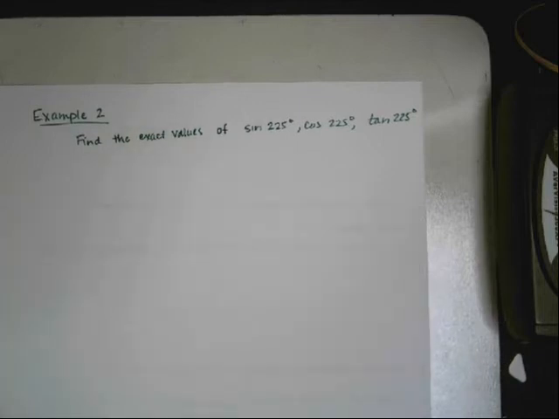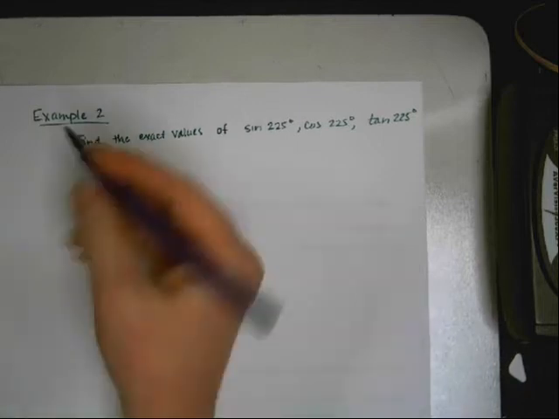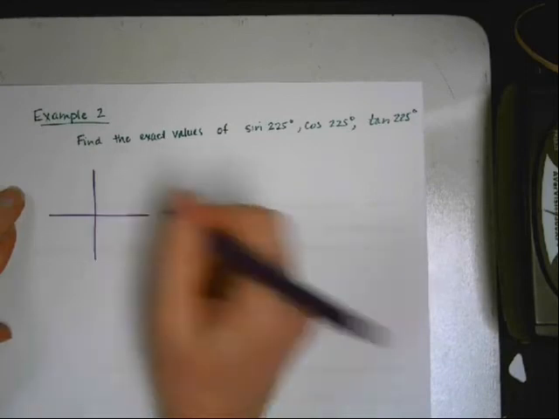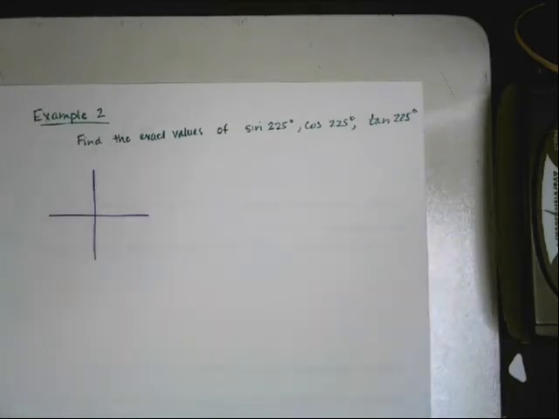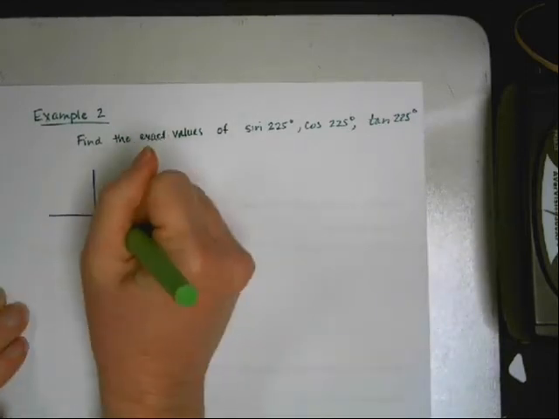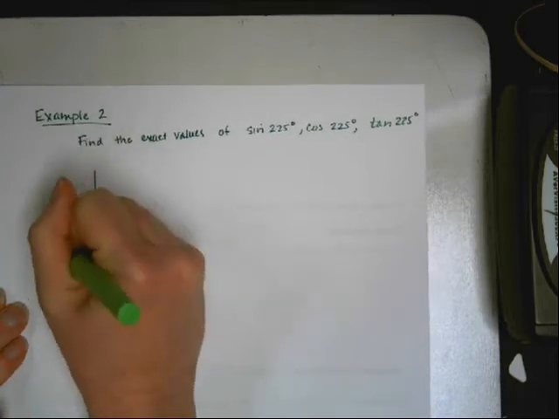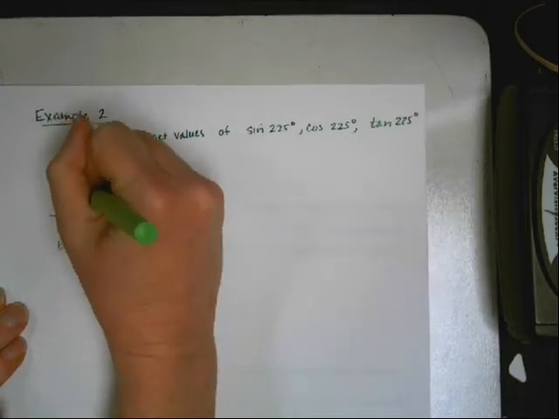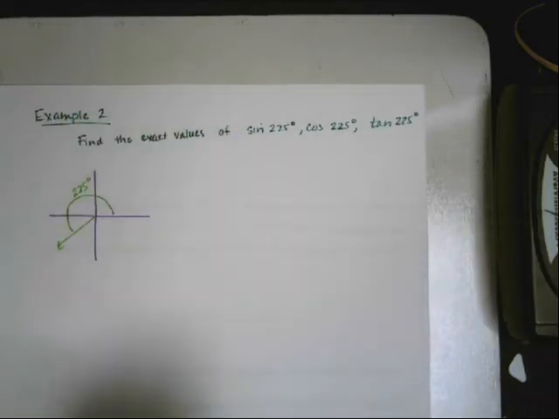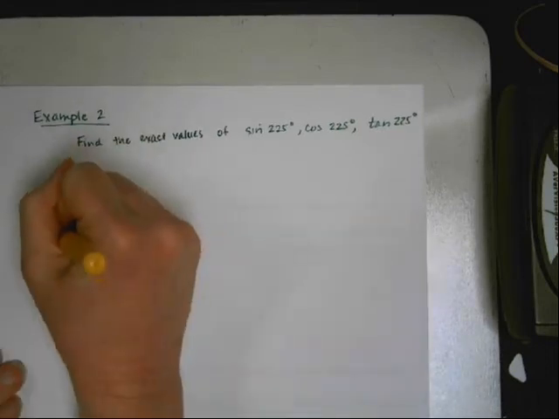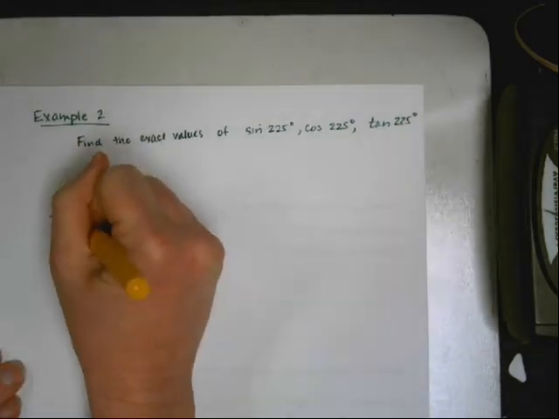All right, so sine of 225. What I'm going to do is put up a coordinate grid. I'm going to draw a 225-degree angle, starting on my initial side. 225, that's going to be over here somewhere. So this is 225. My reference angle is going to go back to the x-axis. So my reference angle is right here.